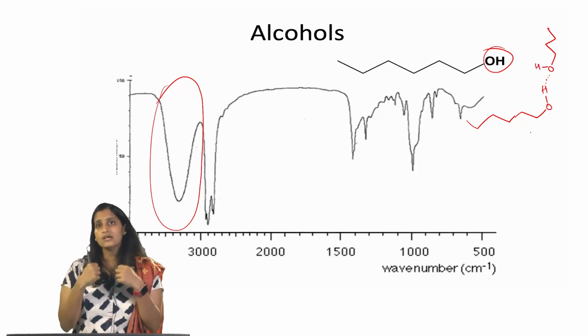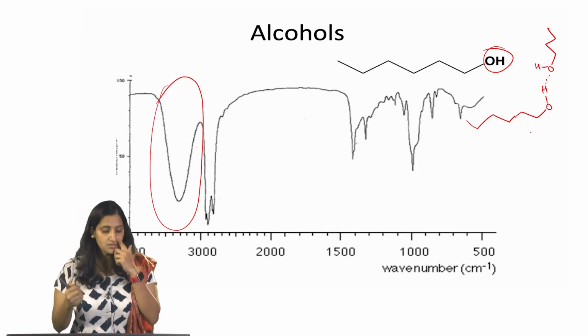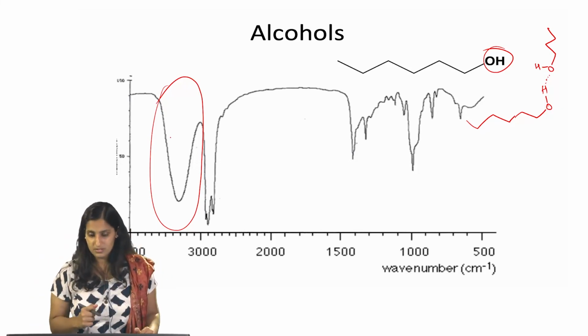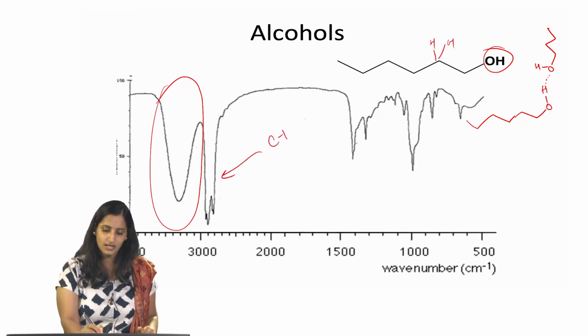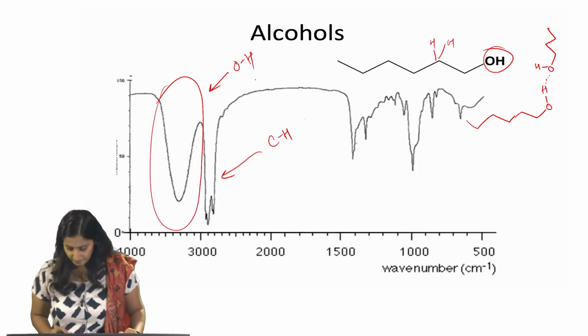So, the hydrogen is kind of held between two oxygens, and that is why hydrogen bonding is going to result in a very broad peak for alcohols. Again, you have CH peaks here, all of these hydrogens. That represents the CH, whereas this one here represents the OH peak.